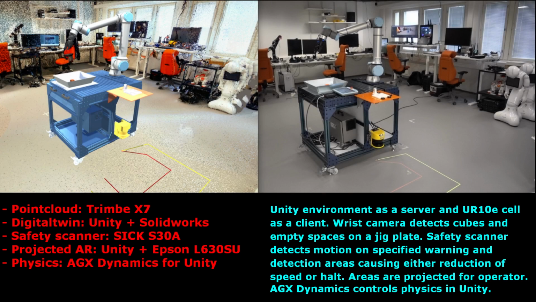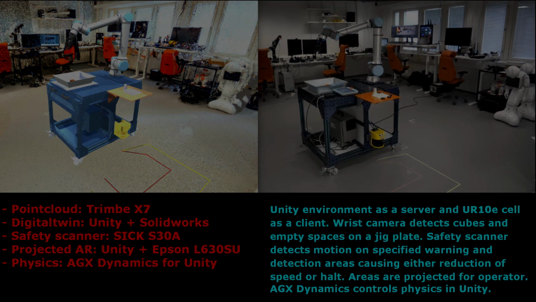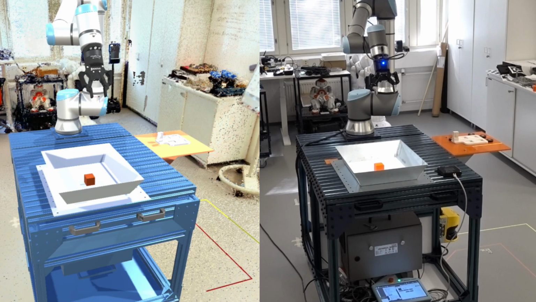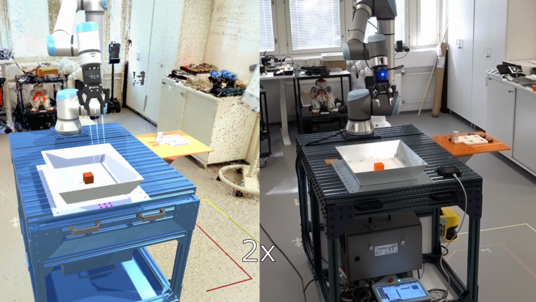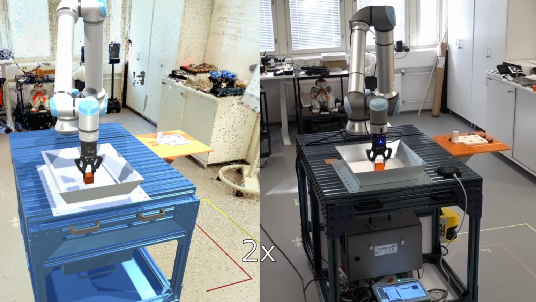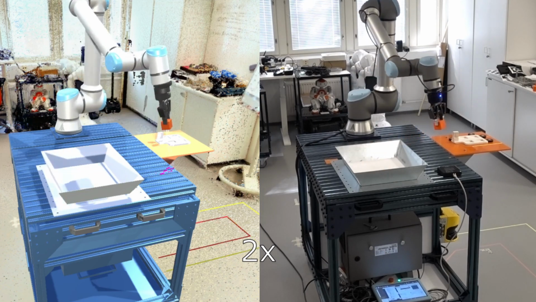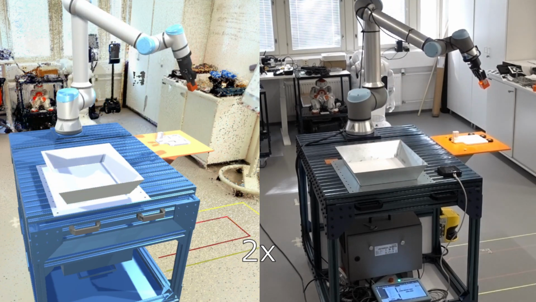This project consists of creating a digital twin with physics of a cobot cell. The cell includes a safety scanner, which produces dynamic warning and detection zones that are projected to the operator. The virtual environment is managed in Unity. A digital twin is created of the UR10e cobot cell.